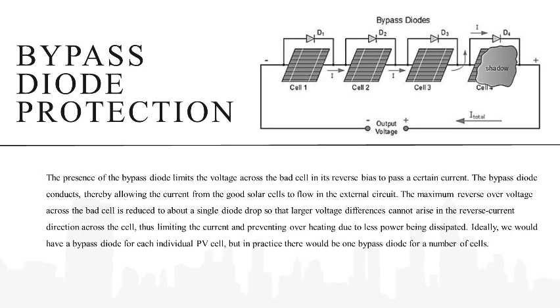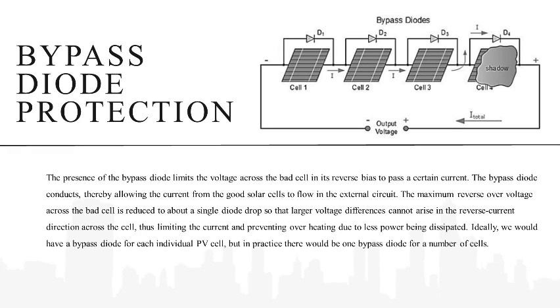Next, bypass diode protection. The presence of the bypass diode limits the voltage across the bad cell. It is reverse biased to pass a certain current. The bypass diode conducts, thereby allowing the current from the good solar cells to flow in the external circuit.